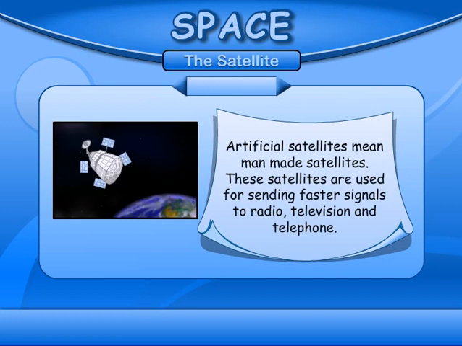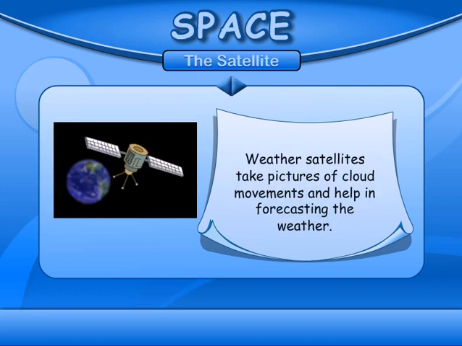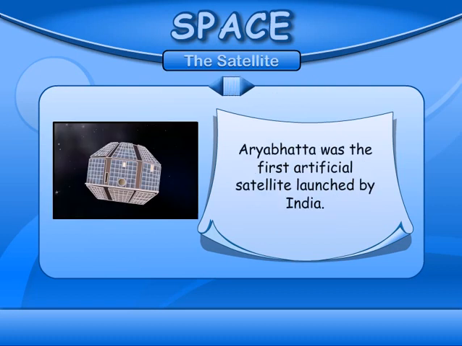Artificial satellite. Artificial satellites mean man-made satellites. These satellites are used for sending faster signals to radio, television and telephone. Weather satellites. Weather satellites take pictures of clouds' movements and help in forecasting the weather. Do you know? Aryabhata was the first artificial satellite launched by India.